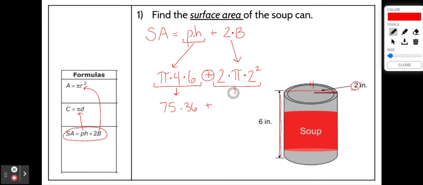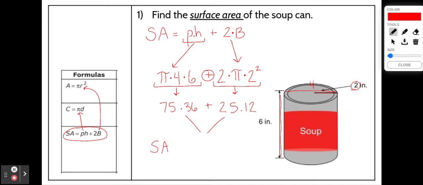And then if we find the area of the two bases, 2 times pi times 2 squared, the calculator will tell us 25.12. Okay, so I did all multiplication first. And lastly, I can add these two together, the tube and the two circular bases, to get the total surface area on the entire cylinder.